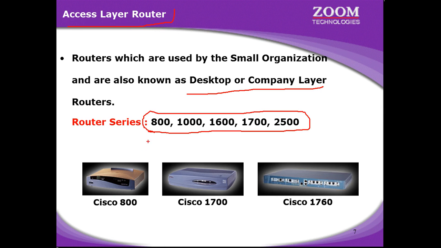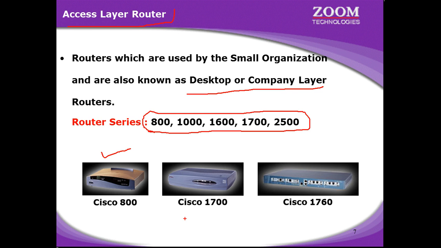The difference between core, access and distribution is not that these routers do something else and others do something else. No, they all do the same task, but the hardware is not very highly configured. They can handle only a limited amount of load. That's why we use them on the access layer, and they are cheaper than the other layers.